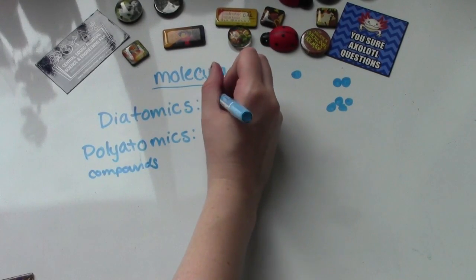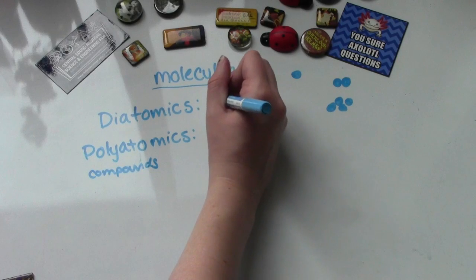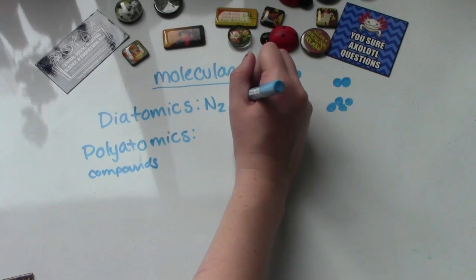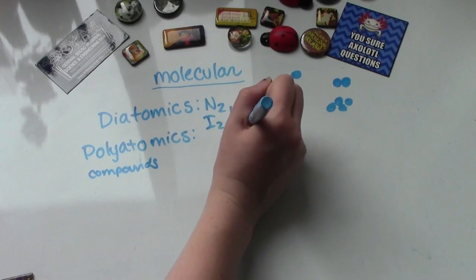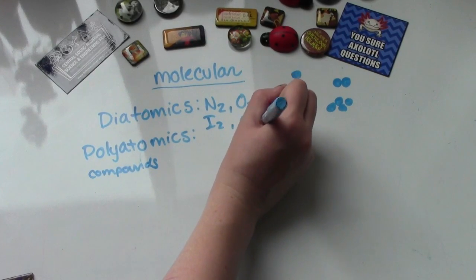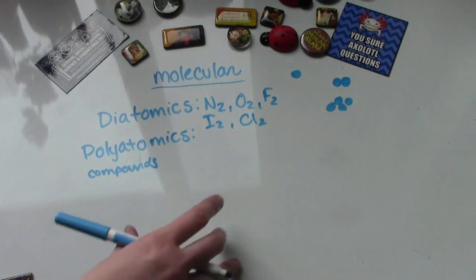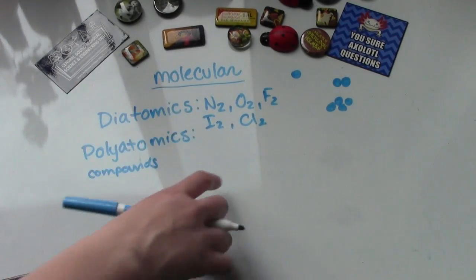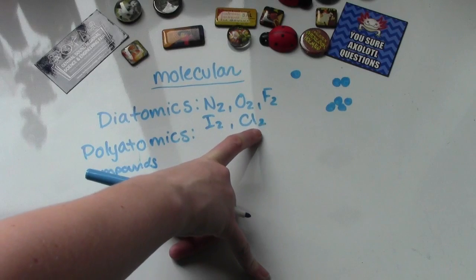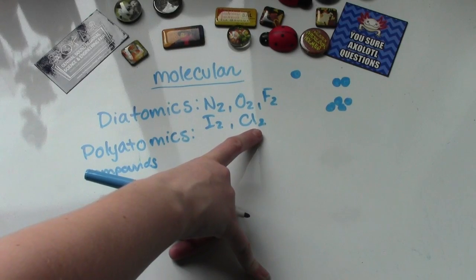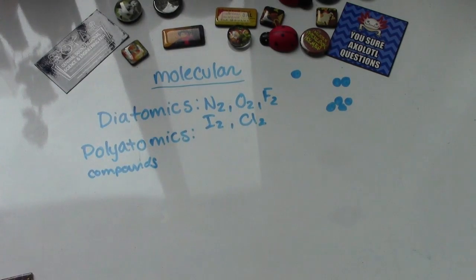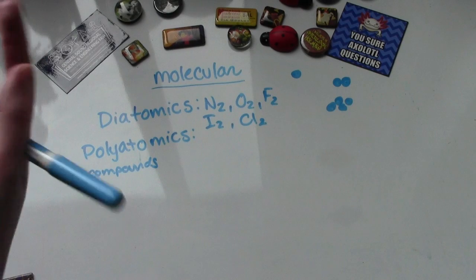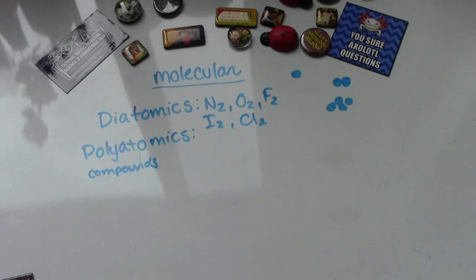Some diatomic molecules include N2, O2, F2, I2. I think Cl2 is another one as well. There's a couple more, but unless specified otherwise, these always are stable and occur naturally as two atoms bonded together. The oxygen in our air isn't O, it's O2, along with a couple other things.